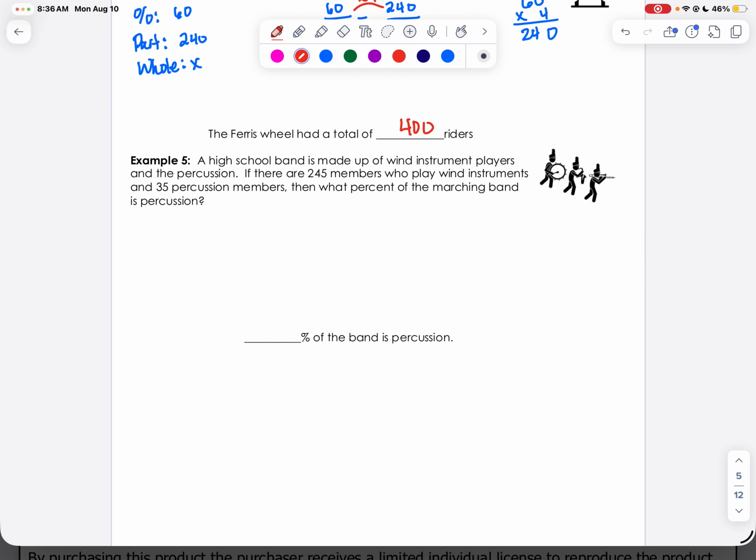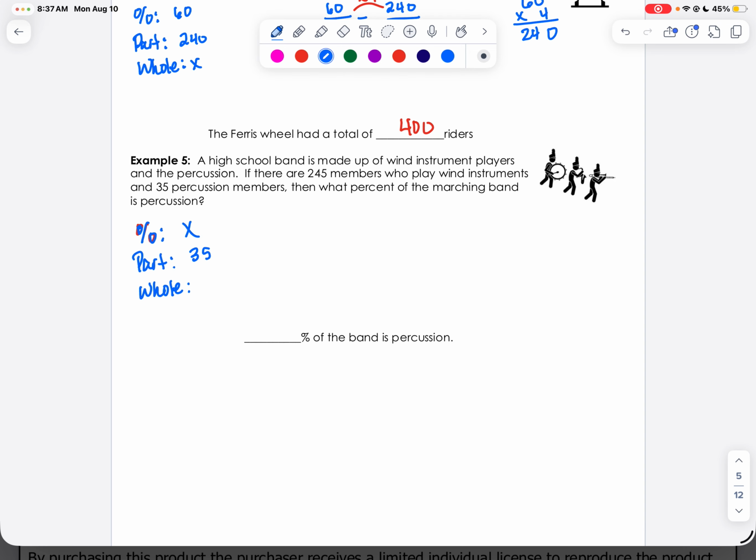All right, a high school band is made up of wind instrument players and the percussion. If there are 245 members who play wind instruments and 35 percussion members, then what percent of the marching band is percussion? So let's identify our percent, our part, and our whole. So the question said, what percent? So that means percent in this problem is our unknown. All right, now we're trying to find the percent that are percussion. So there are 35 percussion members, so that's our part.